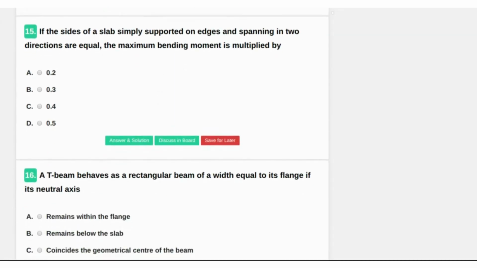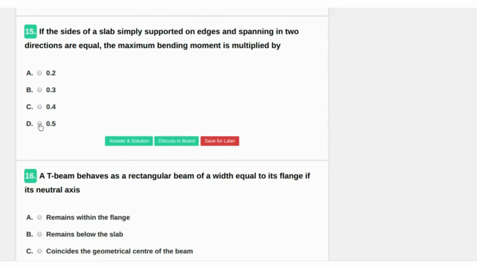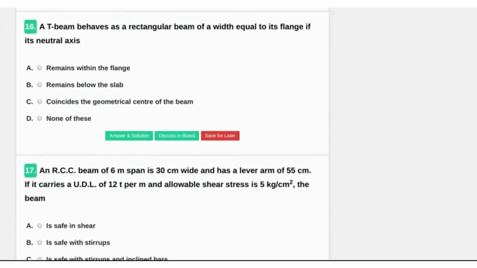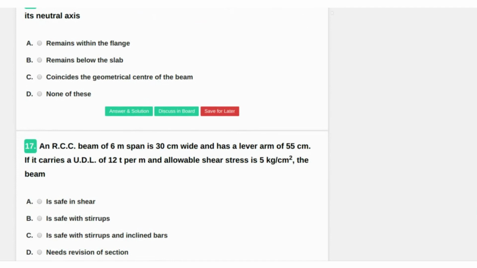If the sides of a slab are simply supported on edges and spanning in two directions, the maximum bending moment is multiplied by 0.5, that is 1 by 2 times the bending moment is maximum. A T-beam behaves as a rectangular beam of width equal to its flange width if the neutral axis lies within the flange portion, remains within the flange.